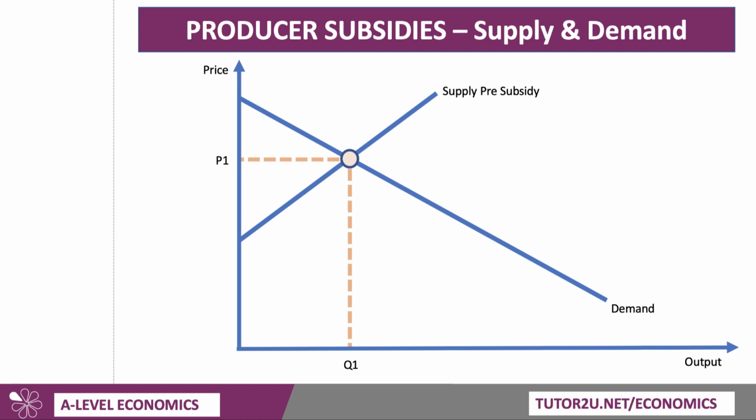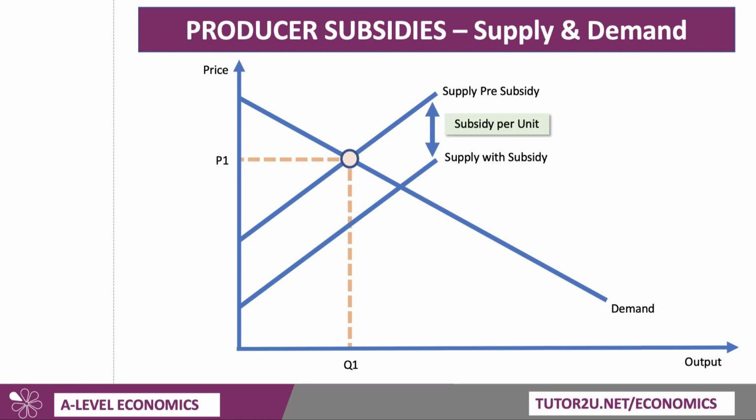If the government offers a subsidy to producers, of course that is a financial payment which effectively reduces their costs, and other things being the same, a subsidy causes an outward shift in the supply curve. The supply curve is shifted down by the amount of the subsidy. So the subsidy per unit is the vertical distance between the two supply curves shown in my diagram.